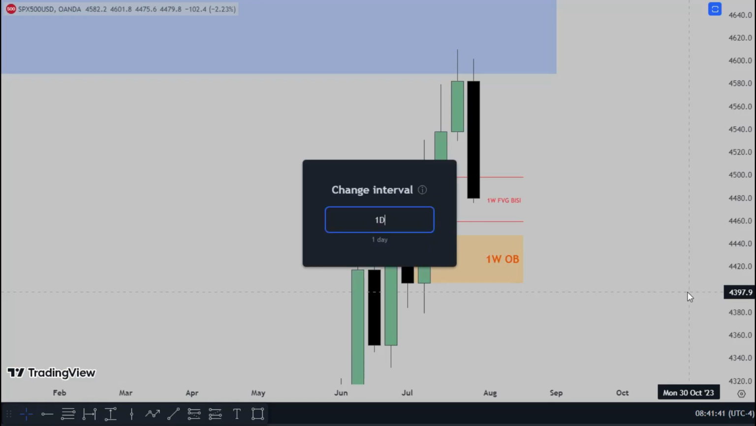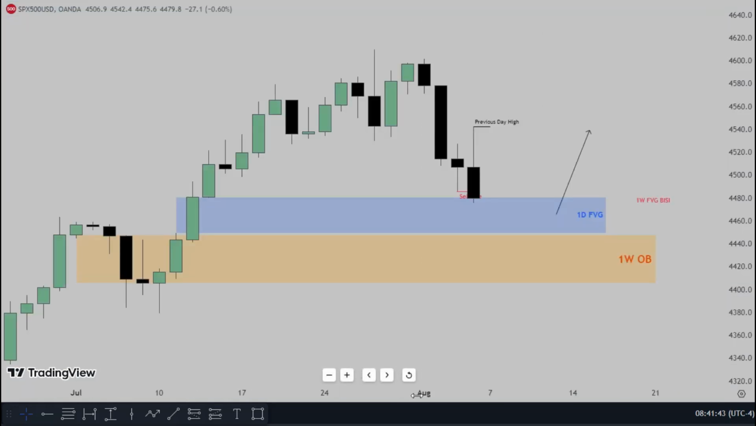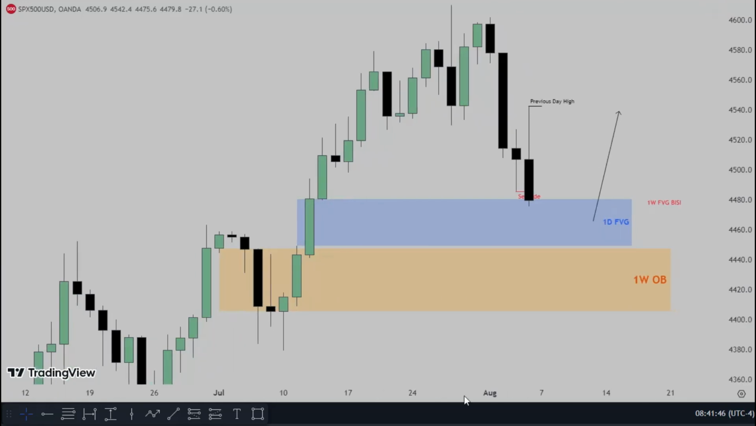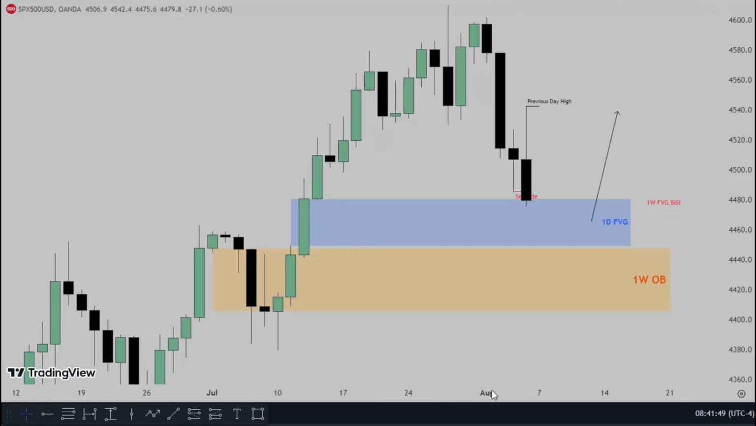So now, let's go into the daily time frame. We're looking for supporting factors that will help us support price moving bullish, right?